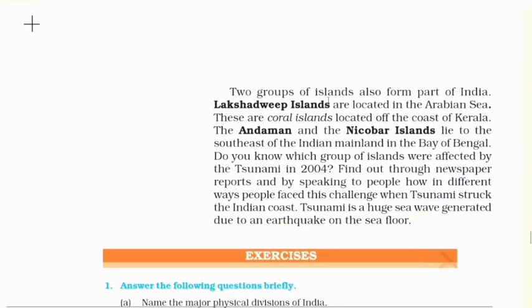We have two groups of islands that also form part of India. The Lakshadweep Islands are located in the Arabian Sea. These are coral islands, located off the coast of Kerala. The Andaman and the Nicobar Islands lie to the southeast of the Indian mainland in the Bay of Bengal. In the year 2004, a tsunami occurred. It affected so many people.